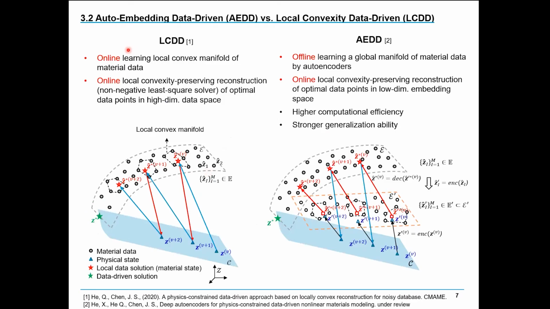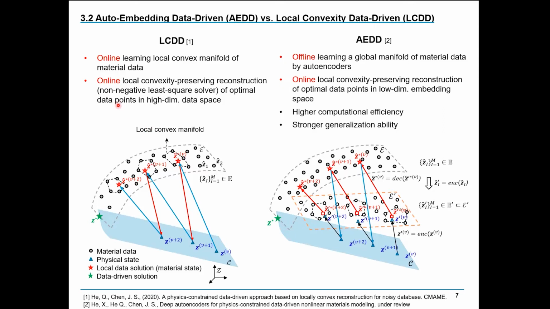Here is a schematic comparison between the proposed auto-embedding data-driven approach and a local convexity data-driven approach proposed by Kaiji He and J.S. Chen. Let me first introduce the local convexity data-driven approach. In this approach, given the physical state from the global step, it first searches for several nearest neighbors from the material database, and then constructs a local convex manifold denoted by the black dashed line here. And the optimal material state is reconstructed within this local convex manifold. This local convex reconstruction expands the feasible solution space for robust data-driven iterations against noise and outliers, and it improves the robustness of data-driven computing.